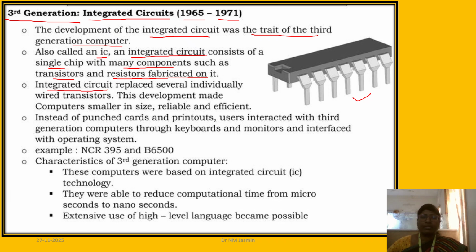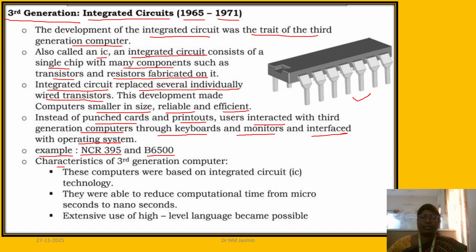Integrated circuits, that is ICs, replaced several individually wired transistors, and this development made computers much smaller in size and also reliable and efficient. Instead of punched cards and printouts, users interacted with third generation computers through keyboards and monitors and interfaced with operating systems. Examples of this third generation are NCR 395 and B6500.